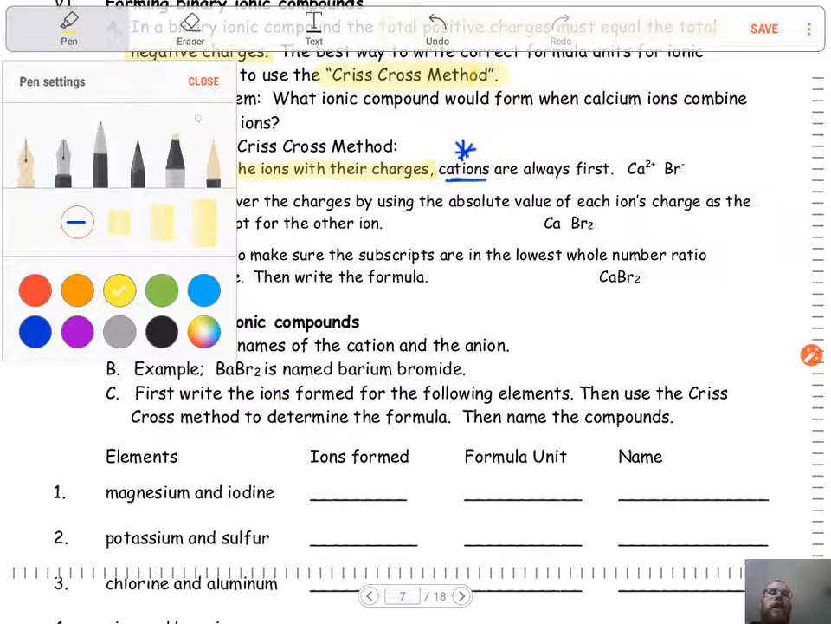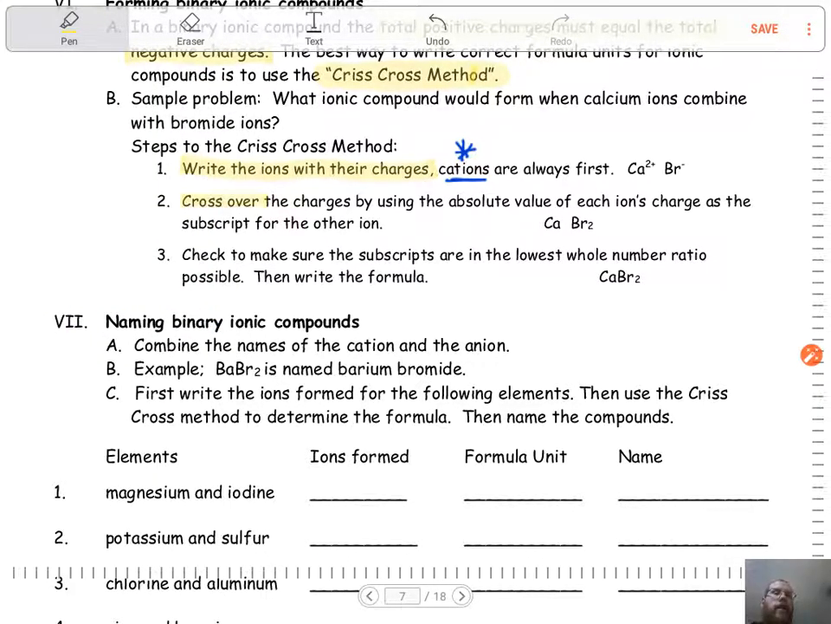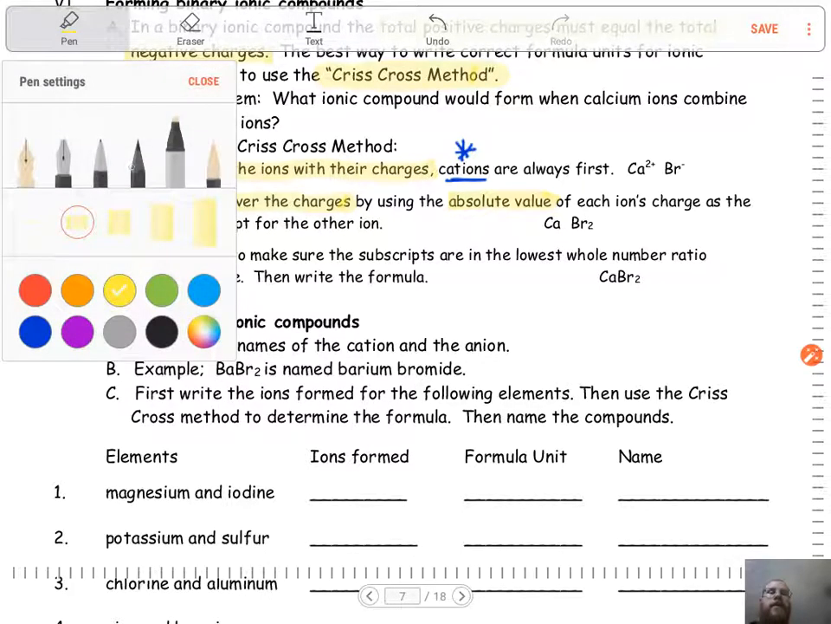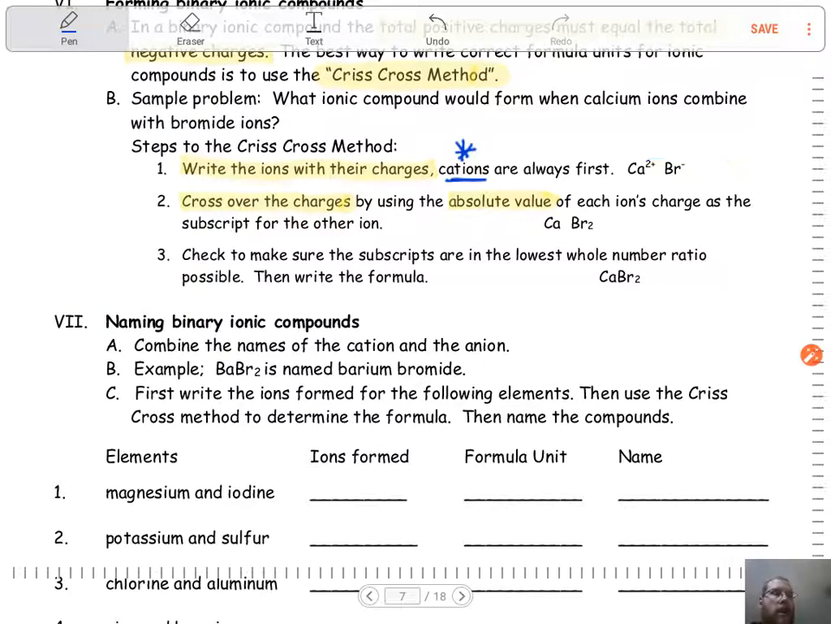Second, once we've written them out, we're going to cross over their charges using the absolute value, so drop the sign. We're only worried about the number. So what we've effectively done here is, when I draw my circle, I'm only going to draw it around the number.